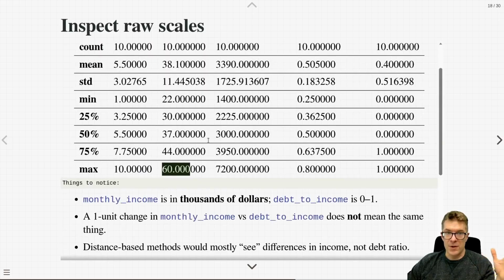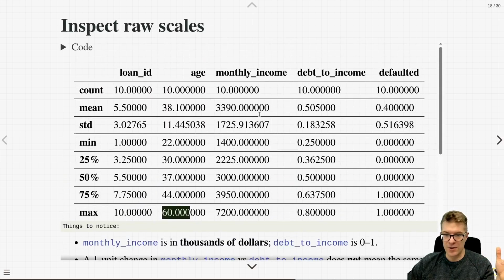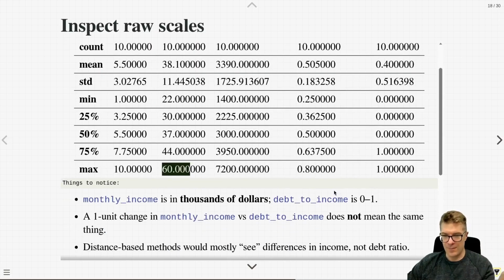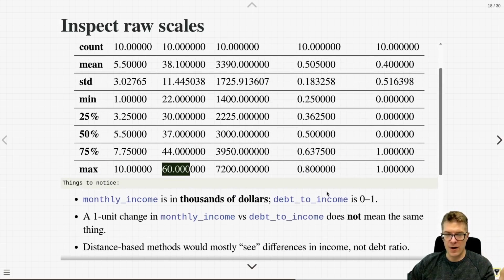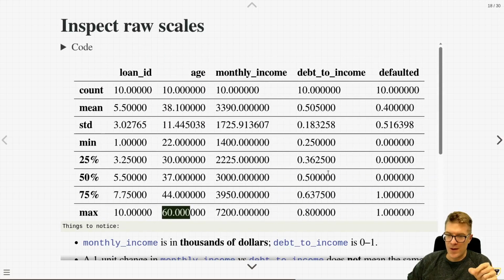So a couple of things to notice. Monthly income over here is in thousands of dollars. Debt to income is 0 to 1. So these statistics are all kind of over the place. There's a big difference between 3,950 and 0.6375. So already we're starting to see some differences that are very telling between these columns, between these variables. And if we're looking at distance, so how different are individuals, these data points? Well, the distance between 0.5 and 0.55 in the debt to income ratio is very small.